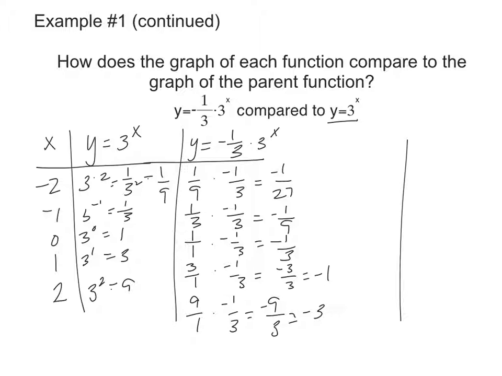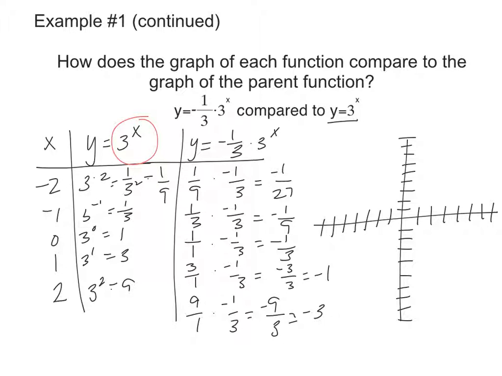Alright, so finally, if I graph the first one, again, I'll graph in pink. The second one I'll graph in blue. Alright, so that'd be negative 2 and negative 1/9. Again, these are very, very small. Negative 1 and negative 1/3, a little further off.